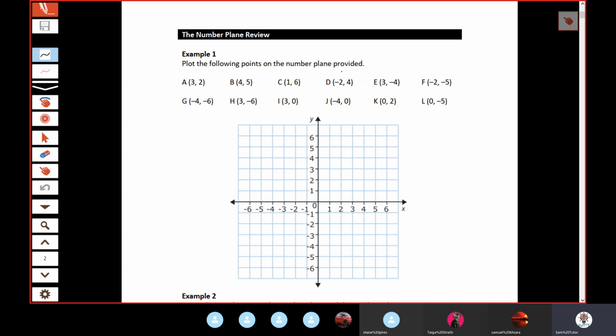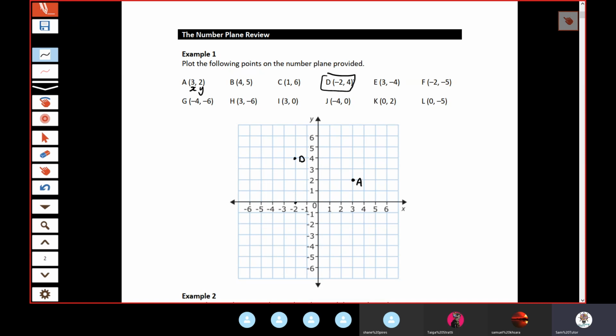Plot the following points on the number plane provided. What you want to remember from this is that you're going to have an x coordinate and a y coordinate. Very straightforward. X is before y, so if you've got to plot this in, x is positive 3 and then go up 2, and that would be A. If you had the point D, x is negative 2, so you're going to go in the x direction negative 2, which is somewhere here, and then you're going to go up 4, and that would be D.